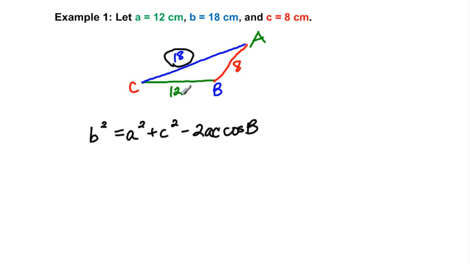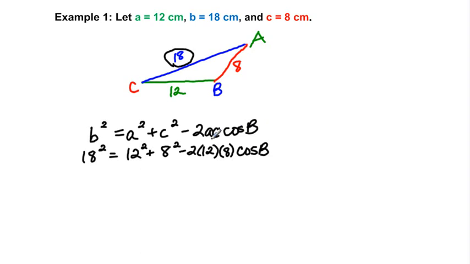So we can plug in what we know. B is 18, so we have 18 squared is equal to A is 12 squared plus C is 8 squared minus 2 times 12 times 8 times cosine B. And certainly there's a variation of the law of cosines where the angle is already isolated, but it doesn't really matter. I generally just memorize one form of it and then work from there.